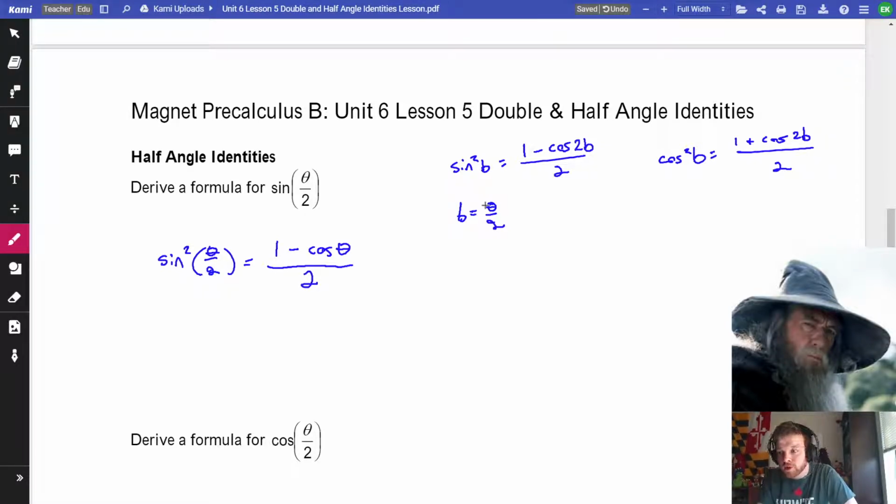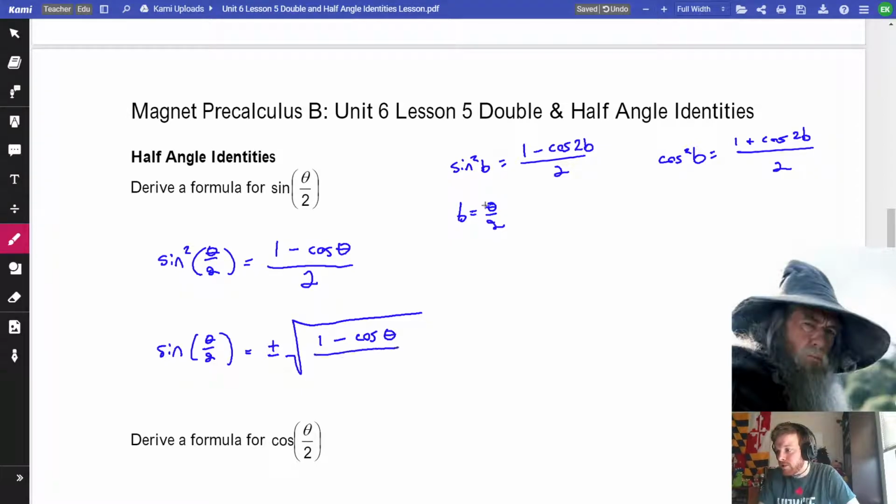I want a formula for sine theta over 2, not sine squared theta over 2. So I got one last step. Square root both sides. Now when you square root both sides, you've got to be careful. Plus or minus the square root of 1 minus cosine theta divided by 2. Now you may ask me, what do we do with this plus or minus? It all depends. Where is the angle theta over 2?